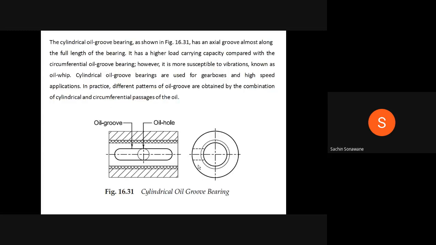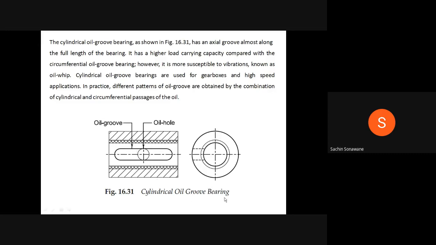The cylindrical oil groove bearing, as shown in figure, has an axial groove almost along the length of the bearing. It has higher load carrying capacity compared with the circumferential oil groove bearing. However, it is more susceptible to vibrations known as oil whip. Cylindrical oil groove bearings are used for gearboxes and high speed applications. In practice, different patterns of oil groove are obtained by the combination of cylindrical and circumferential passages of the oil.